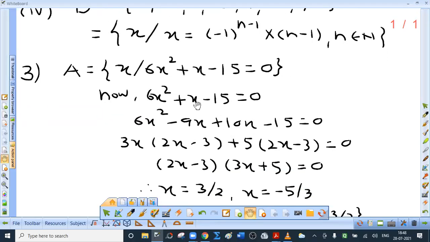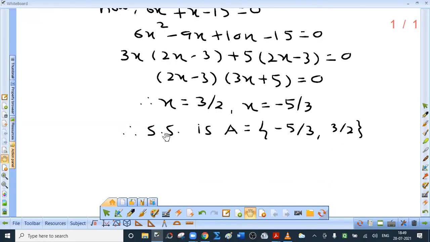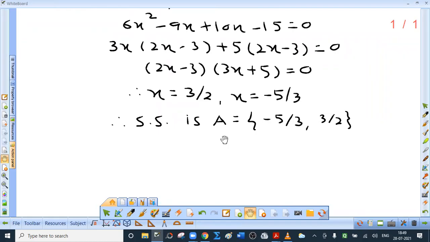You have to split middle term x as minus 9x plus 10x. Why like this only? I hope you know how to solve quadratic equation by factorization method. 6 into minus 15 is minus 90. Split minus 90 into two numbers so that their product is minus 90 and their sum is 1, so minus 9 plus 10. Now what does SS stand for? Solution set. Solution set of this equation is A equal to minus 5 by 3, 3 by 2.